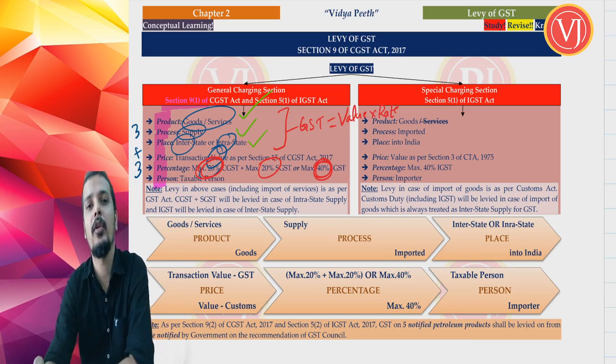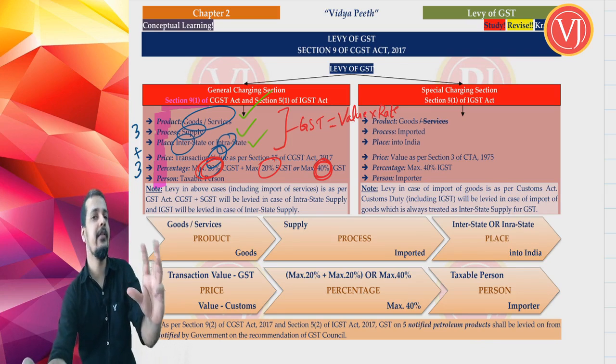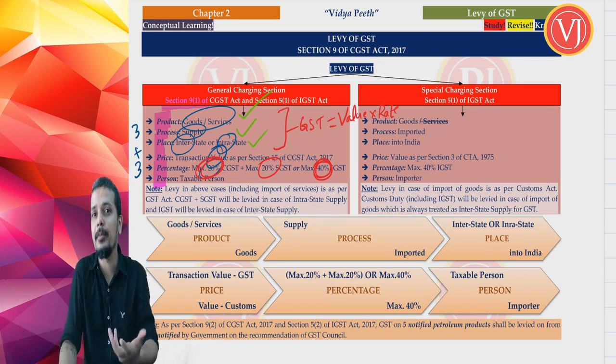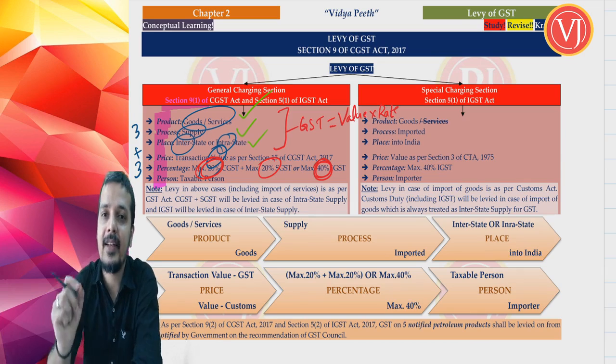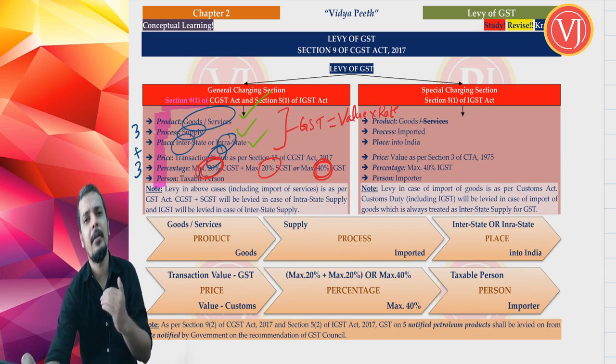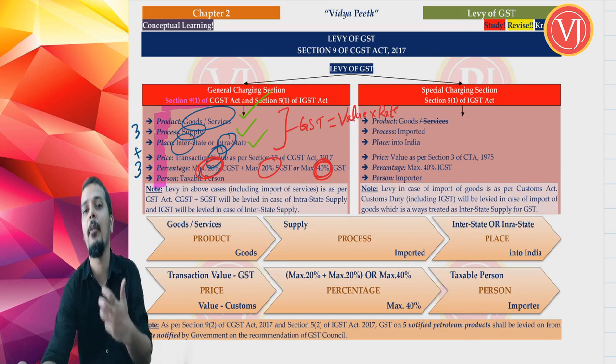Now, who is the person who is going to pay the tax? You know that GST levy is there. You have calculated the value, you have calculated the rate. Now the last question which comes up is, who is going to pay the tax? It is the taxable person who is required to pay the tax. What is meant by taxable person? We'll be discussing at the right place. So when you're discussing the chapter called RCM, we'll be discussing much about taxable person.